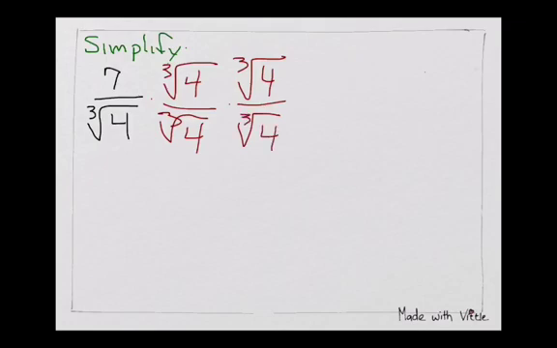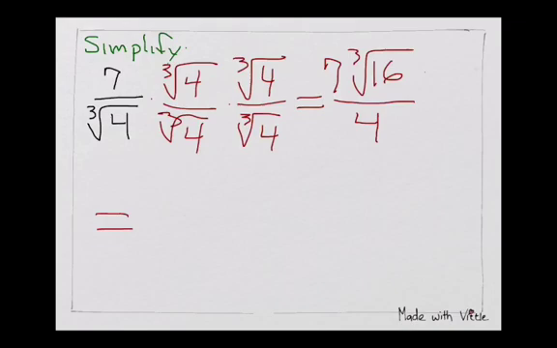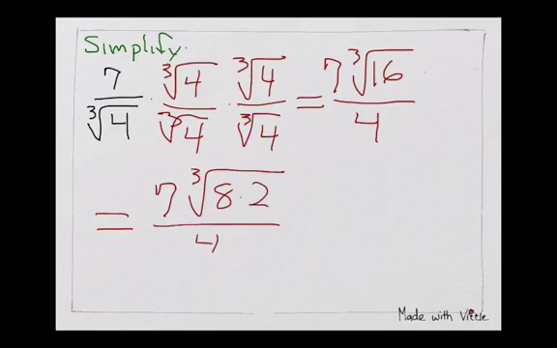Now when I multiply in the numerator, I'm going to get 7 cube root of 4 times 4, which is 16, all divided by the cube root of 4 times 4 times 4, which is the cube root of 4 cubed, which will just be 4. I'm almost there. I need to just simplify a little bit more because I see that 16 is 8 times 2, and 8 is a perfect cube. So I'm going to write this now as 7 times the cube root of 8 times 2. That's all divided by 4.